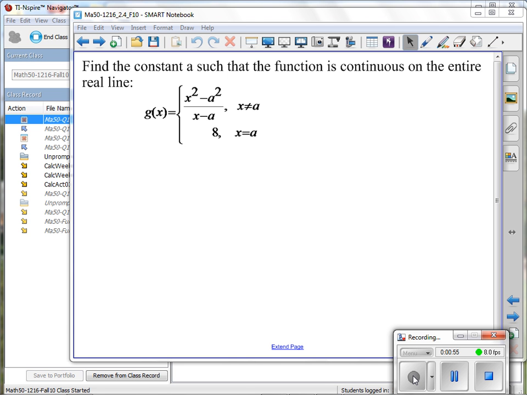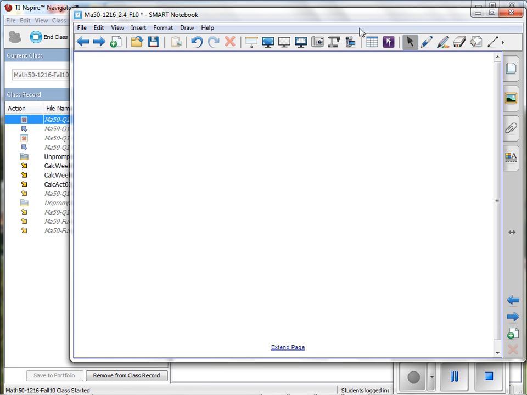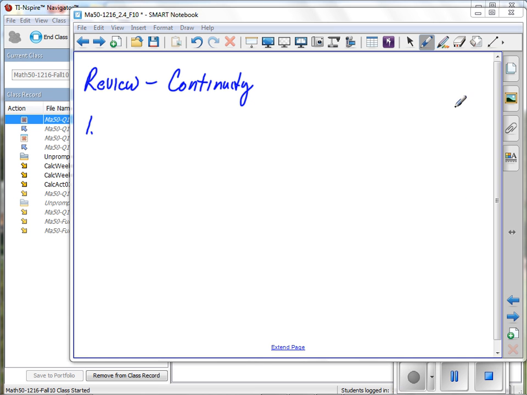We're talking about, in section 2.4, continuity. So to get us started on this, let's do a little review. Continuity review. What I'm going to be asking you is, what are the 3 criteria for continuity? Okay. 3 criteria. So think about that.